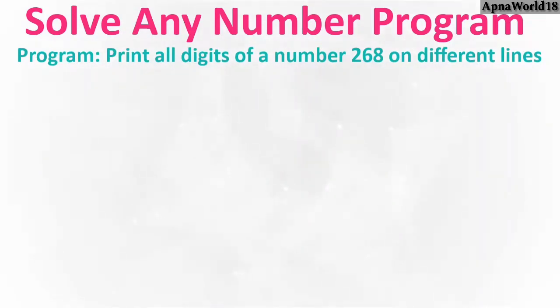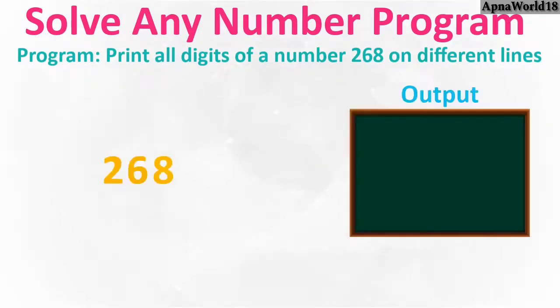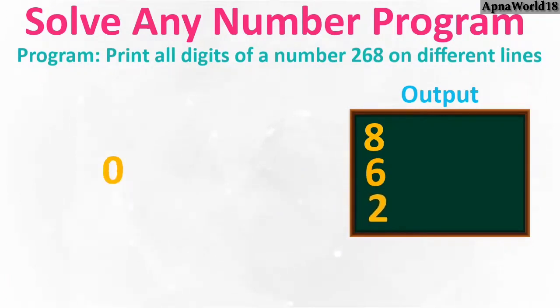Coming back to the program of breaking the number into digits. First, let me explain the logic which we are going to use. Suppose our number is 268. Now the way we will extract digit is that we will start by extracting the rightmost digit of a number. We will continue to cut out the rightmost number one by one till our number becomes 0.